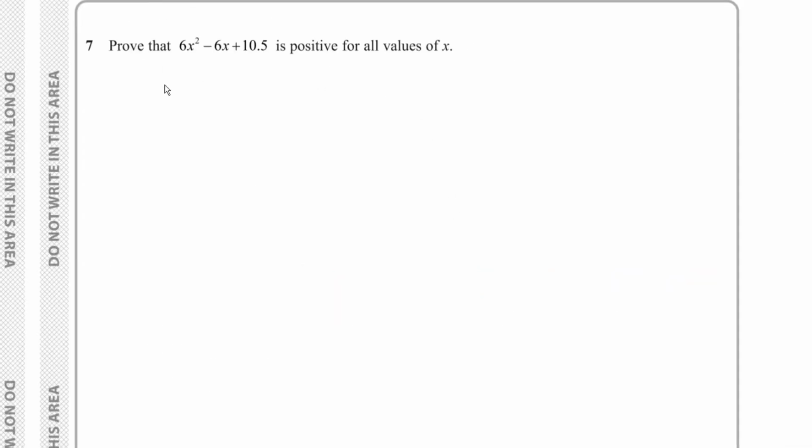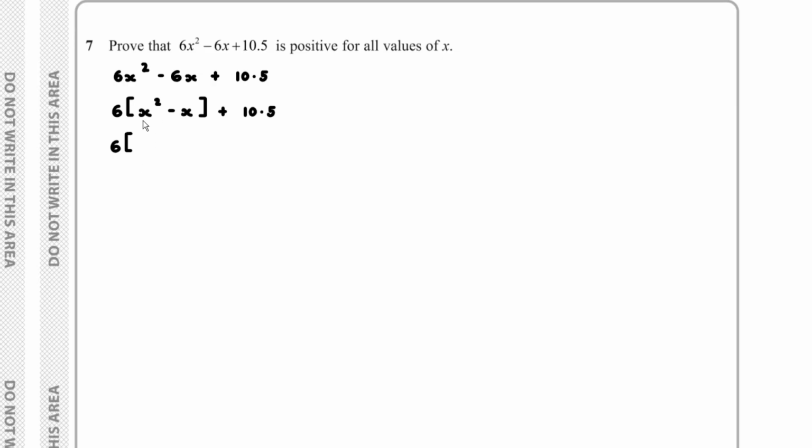Question number 7. Prove that 6x squared subtract 6x plus 10.5 is positive for all values of x. To begin with, we have 6x squared subtract 6x plus 10.5. And from the x squared and the x term, let's factorize out a 6. So we have 6 multiplied by x squared subtract x, and then we add on the 10.5. Now for this big bracket, let's complete the square. We have 6 multiplied by.